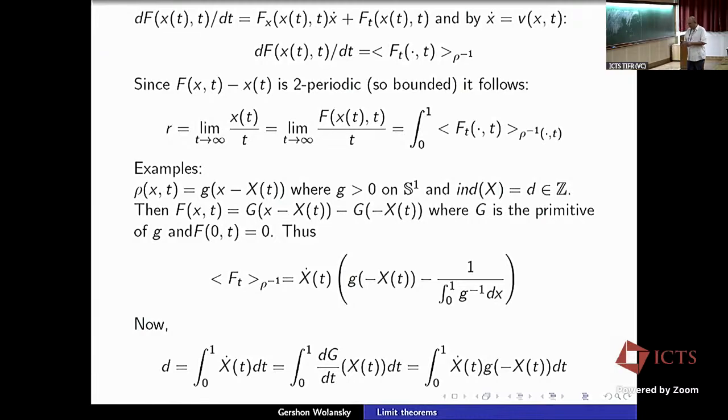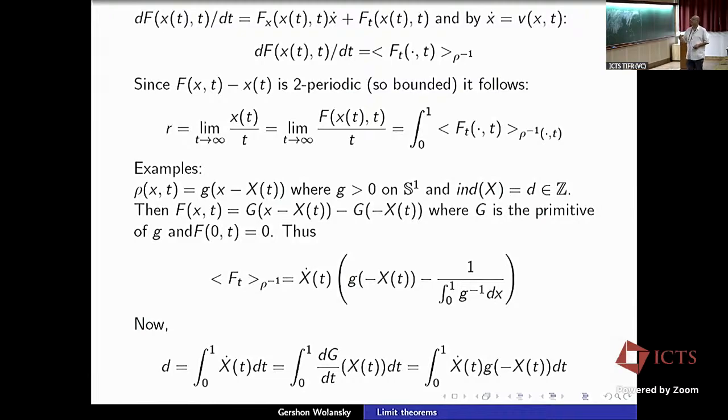So let's look at an example. The first example is rho as a constant profile shifted by a function x of t. Imagine some fixed distribution of particles, and they move as a rigid body along the orbit x_t. So g, it should be rho. So rho is positive, and the index of this orbit will be d. If this was a delta function, we already saw this will be just d.